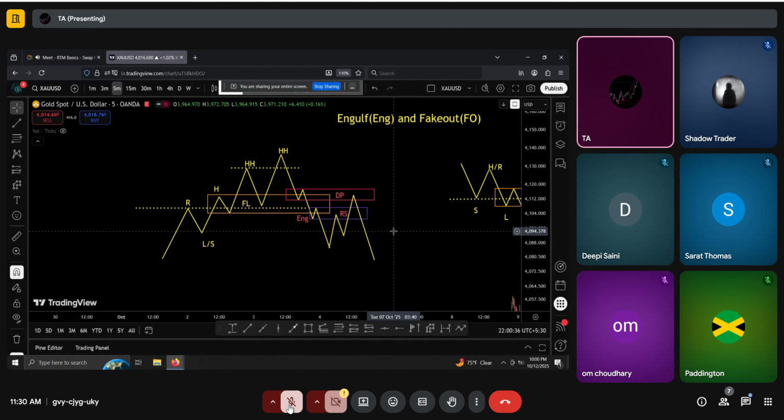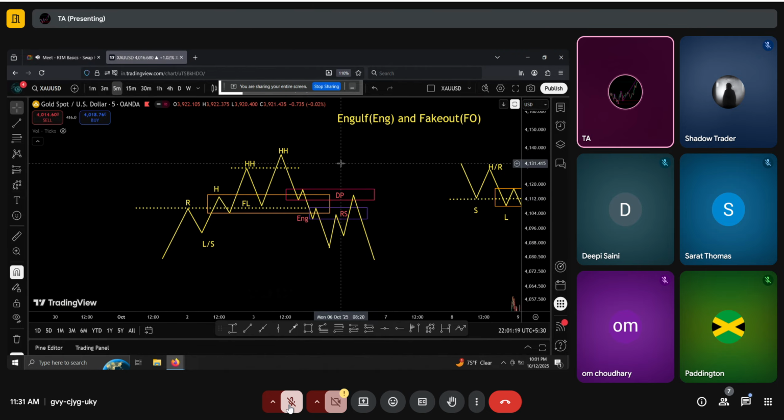So what happened here? Price crossed this level. Do you see this purple box? Price crossed this level, but what happened? It went to the DP and fell down again. That means this was the fake out. Fake out means this was to trap the long position takers. Crossed this level, went back to DP and came down. So engulf happened in this direction, so fake out happens in the opposite direction.